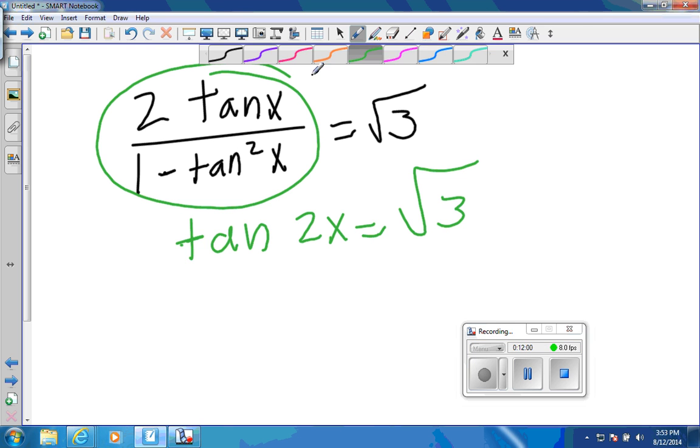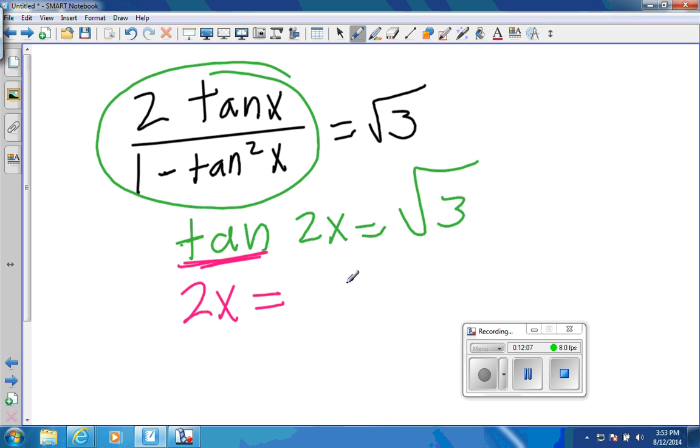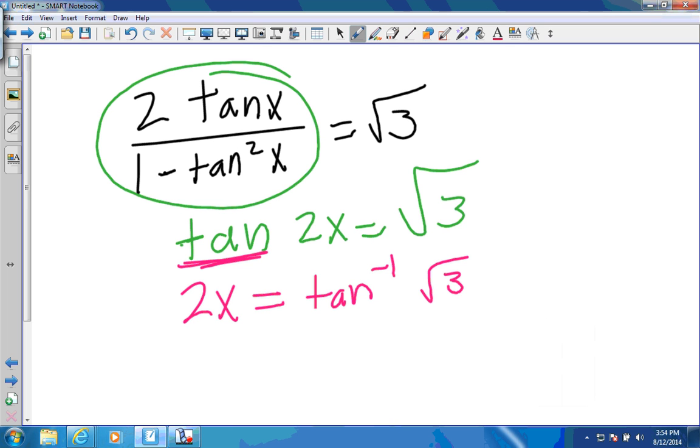All right, so then, solving for x, you have to get rid of the tangent first, and to get rid of tangent, you use inverse tangent. So you have 2x equals inverse tangent of the square root of 3. Inverse tangent of the square root of 3 is 60 degrees, or pi over 3.